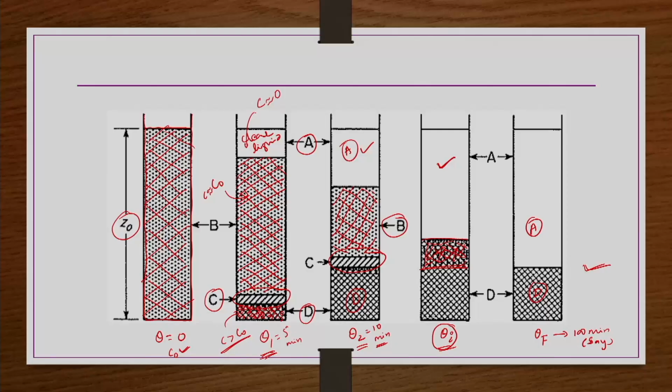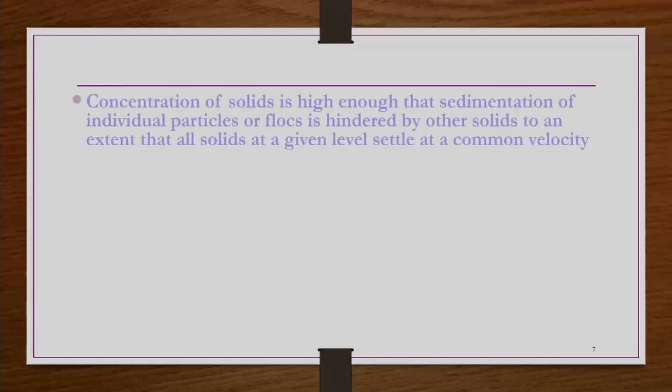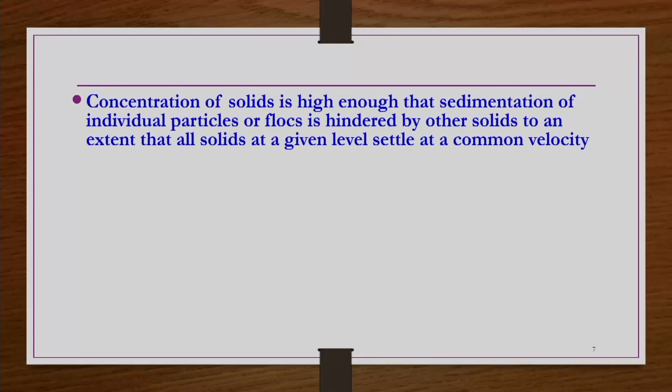This is what happens in batch sedimentation. These are the steps in general. So, the same thing is provided as notes here. Concentration of solids is high enough that sedimentation of individual particles or flakes is hindered by other solids to an extent that all solids at a given level settle at a common velocity individually.